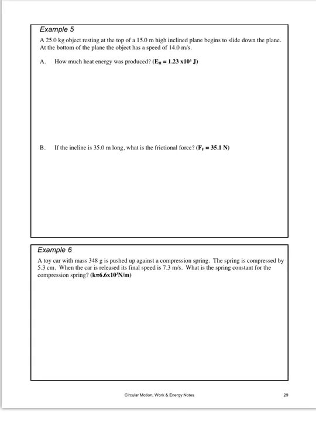Last page. A 25 kilogram object resting on the top of a 15-meter high inclined plane begins to slide down the plane. At the bottom of the plane, the object has a speed of 14 meters per second. So regardless of how this has traveled, our plane was 15 meters high, so it has potential energy to begin with again. So initial energy was potential only.